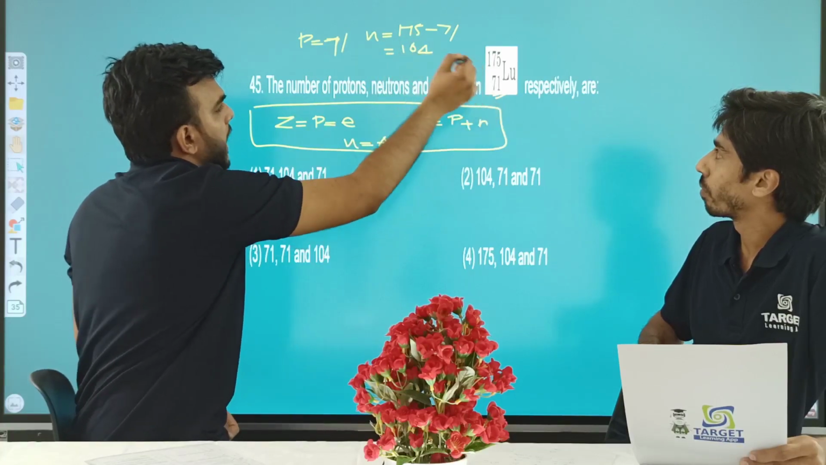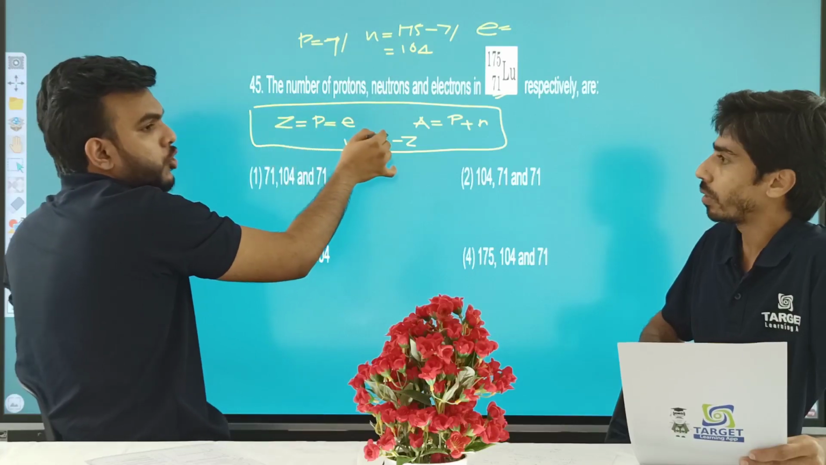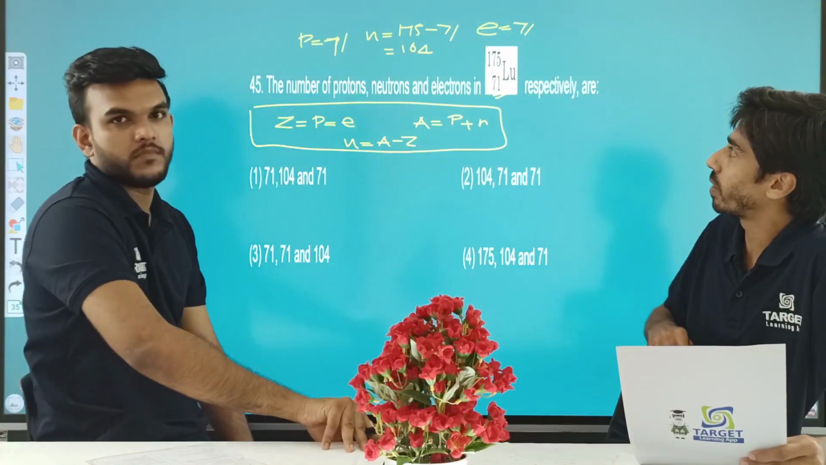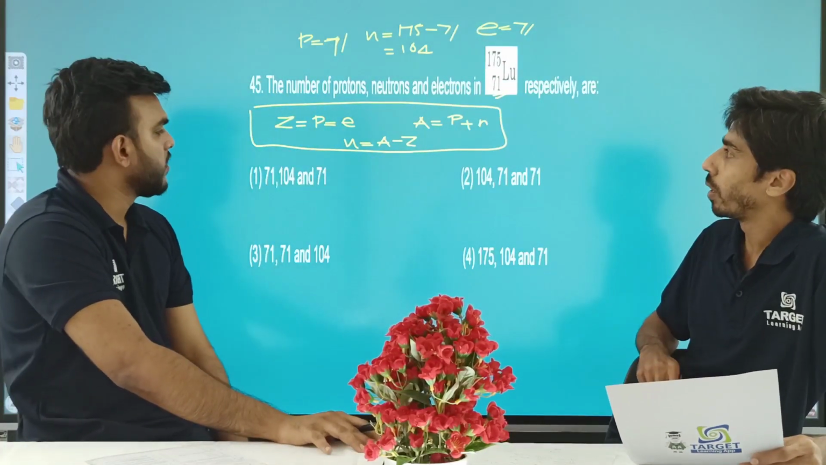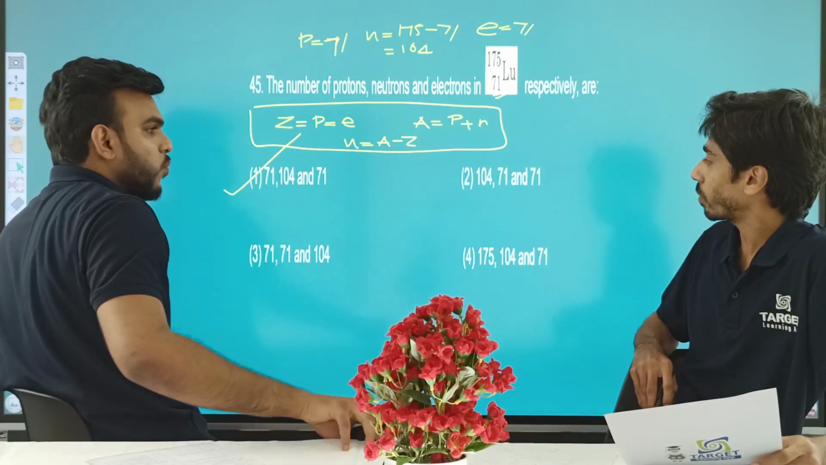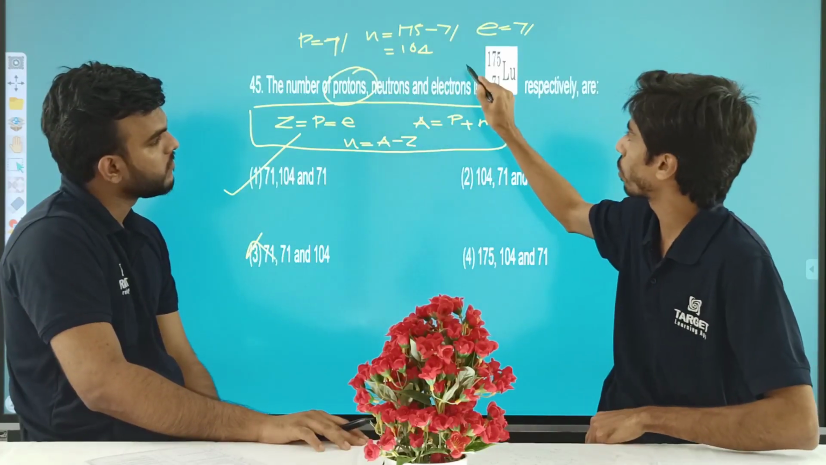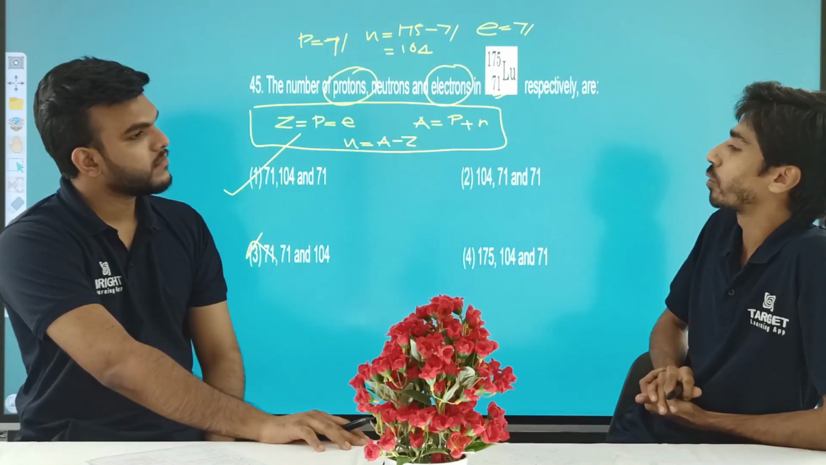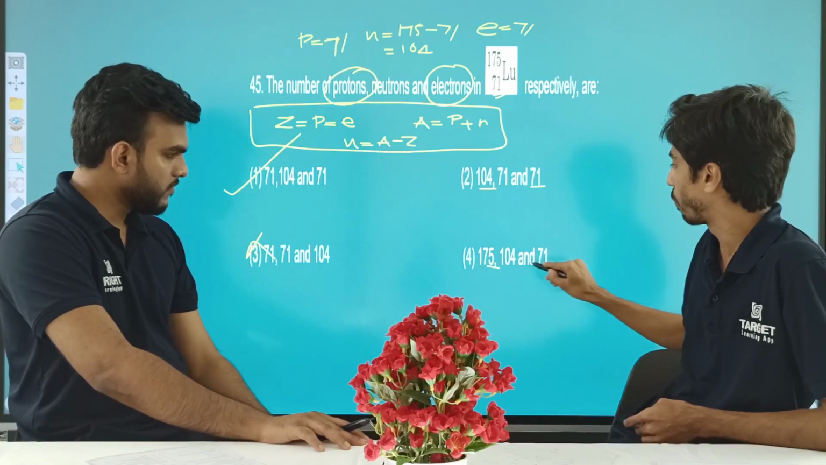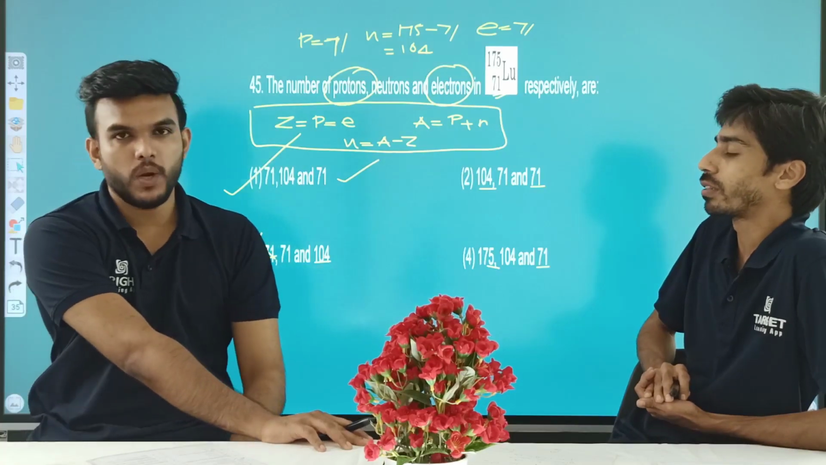Okay, fine. So what will be the electrons here? It is a neutral atom, so Z is equal to P is equal to E. Then E is also 71. So the sequence will be 71, 104, 71. The first option will be the answer. Also, the number of protons and number of electrons will be the same, so the first and third answers should be the same. Only one option has 71 in both places, because in all the other options the first and last values are different. It's a very easy question.